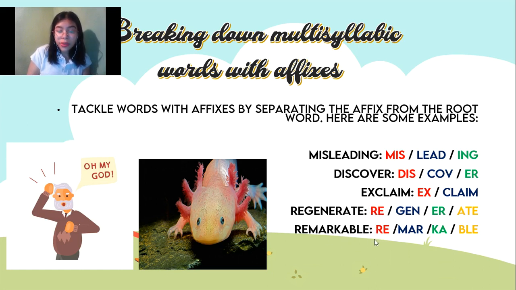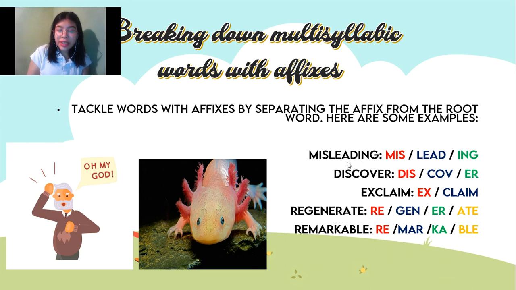Then we have the word remarkable, which has re here at the beginning. Then we have mar as the second one, ka as the third one, and ble as the last one. This is a suffix at the end of the word. Remarkable. So we have four vowel sounds here.